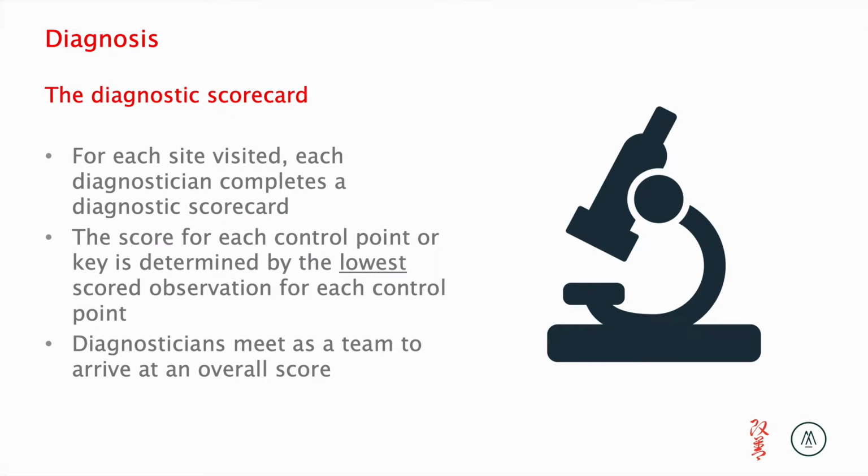For each site visited, each diagnostician completes a diagnostic scorecard. The score for each control point, or key, is determined by the lowest scored observation for each control point. Diagnosticians then meet as a team to arrive at an overall score for the organization.